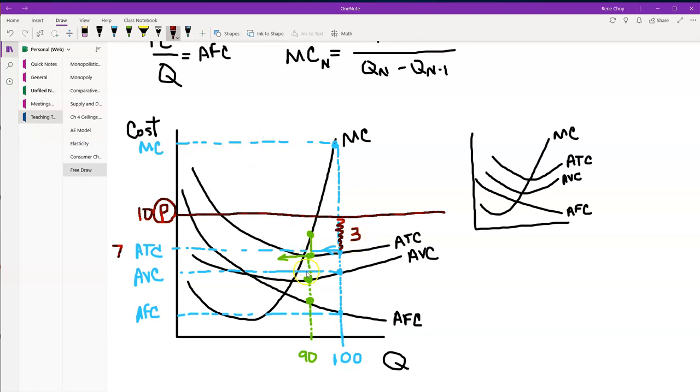Okay, now at 90, production 90, notice that my cost per pizza is a little lower. I don't know, let's call it $6.50. So that means that my profit is a little higher, the difference between these two numbers. So at 90, I'm making $3.50 per pizza, while if I'm producing at 100, I'm only making $3 per pizza.